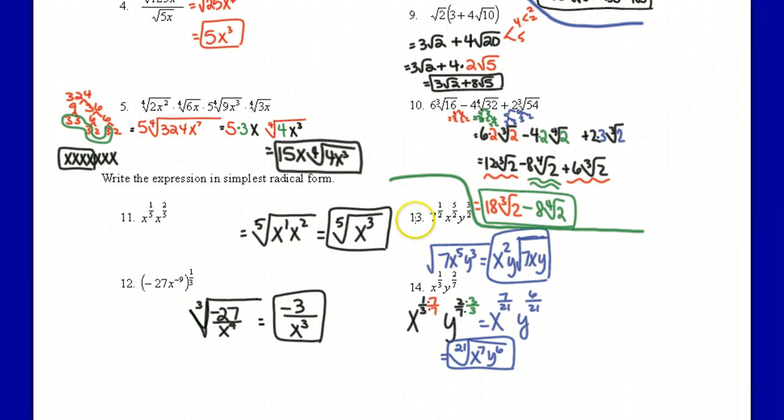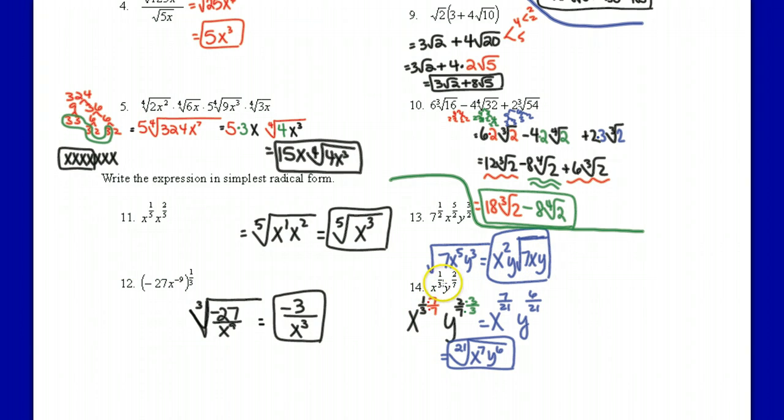Number 13, again, they all have the same root, so they all have a square root. Remember, if you don't see it, it's a 2. All these guys, the 7 to the first power, the x to the 5th power, and the y cubed, all get put underneath a radical, and then you got to clean it up.